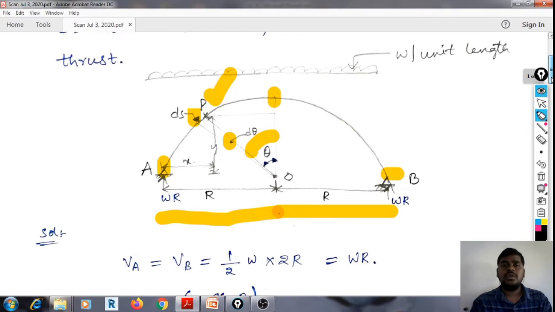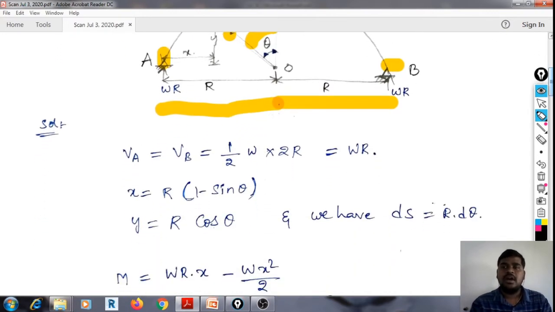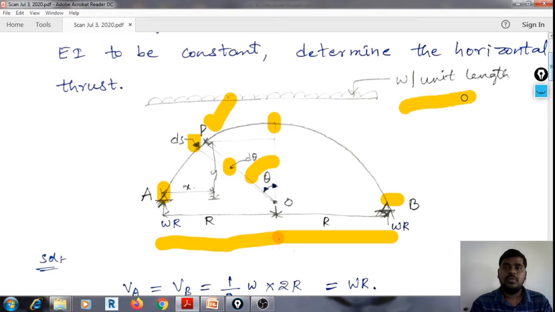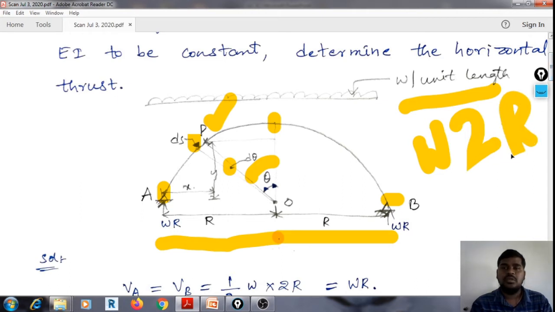In two hinged arches, every problem consists of finding the horizontal thrust only. The analysis of two hinged arches is made only by finding the horizontal thrust. As you know, this is a UDL of W per unit length. So the total load can be written as W into 2r, that is 2rW. The total load 2rW is assumed to act at the center point exactly.